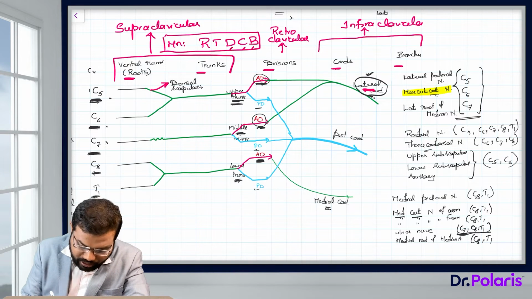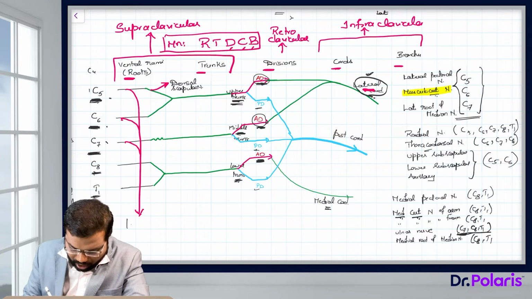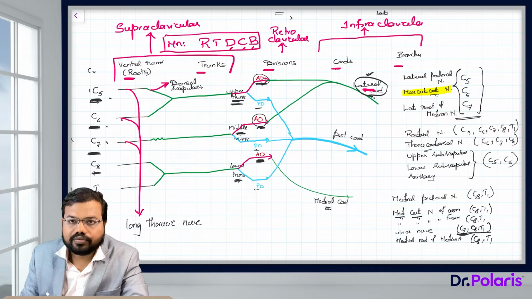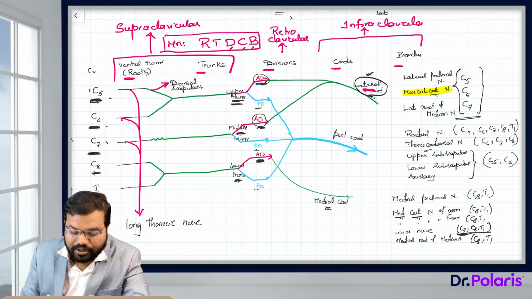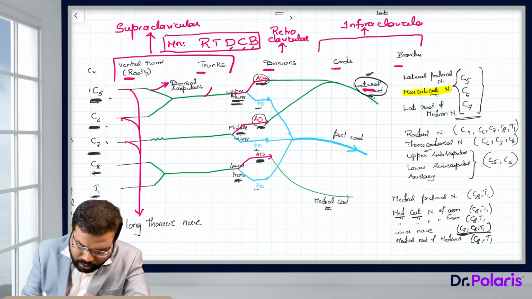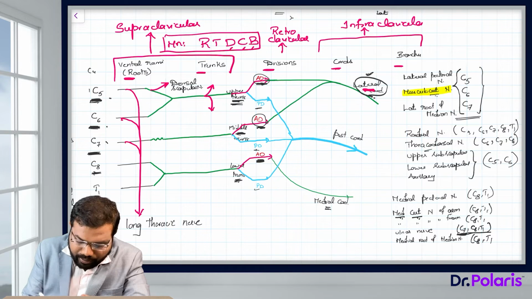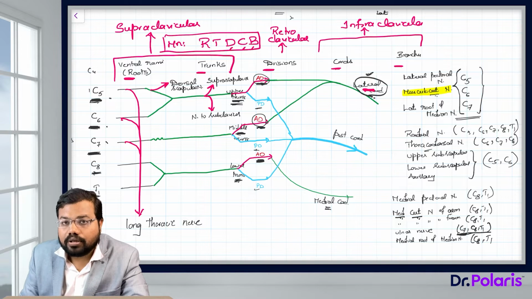The second branch from the roots is C5, C6, and C7. These three together constitute the long thoracic nerve, which will supply the serratus anterior. Those are the branches from the roots. Now, what are the branches from the trunks? Only the upper trunk will give branches, one going above and one going below. The upper branch is called suprascapular nerve, whereas the lower branch is nerve to subclavius. So these are the branches from roots and trunks.